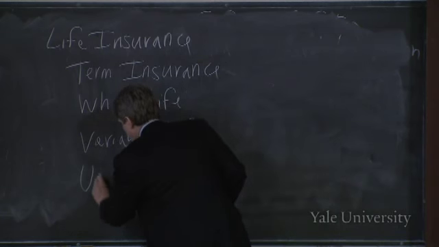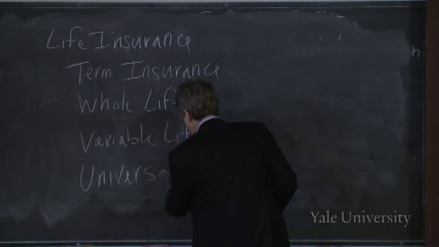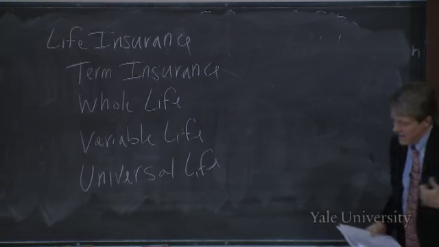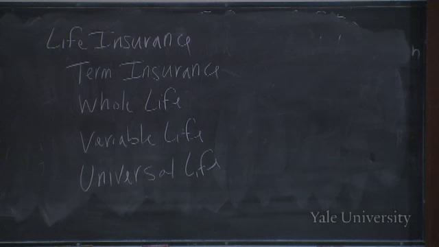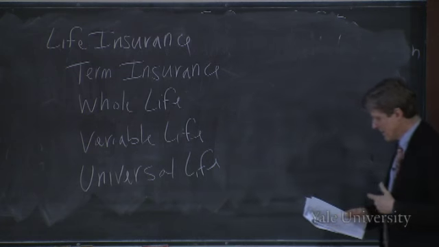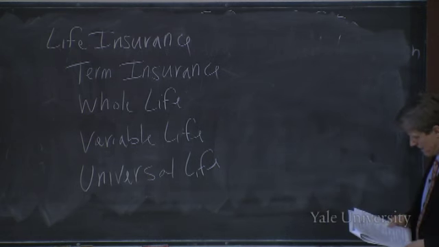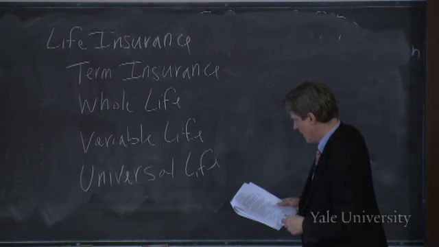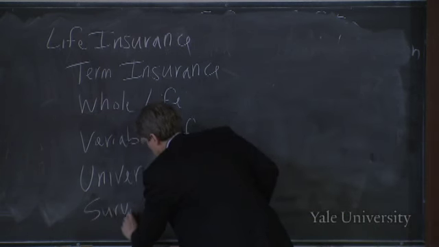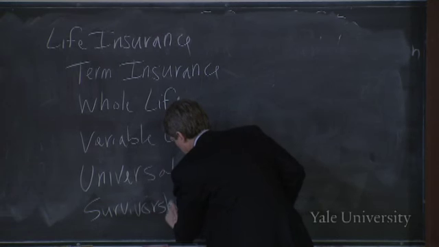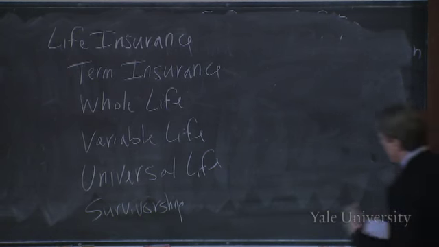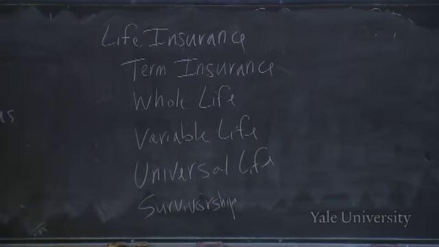There's something called universal life. These are all explained in Fabozzi et al. It's a whole life policy that gives the policyholder flexibility over the insurance premiums. You can pay more into the cash value in one year and less in another year, as long as you keep paying a minimum amount. There are also survivorship policies that will pay, for example, on the second to die. There would be a policy if a husband and wife get it, and it pays out when the second of them dies.